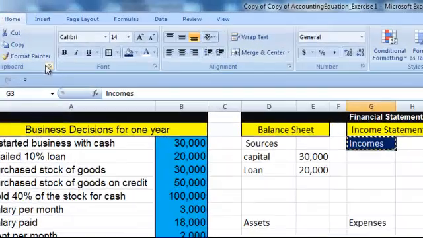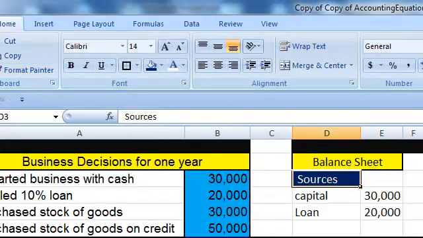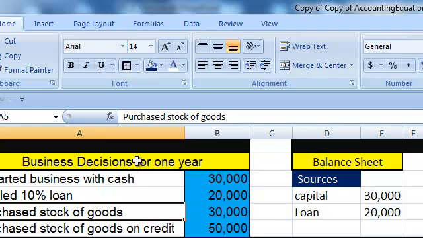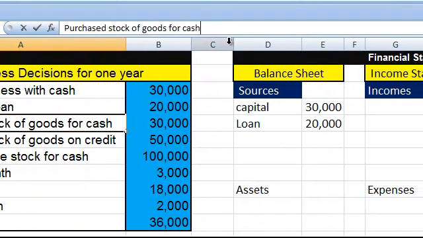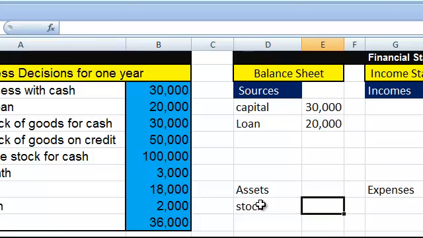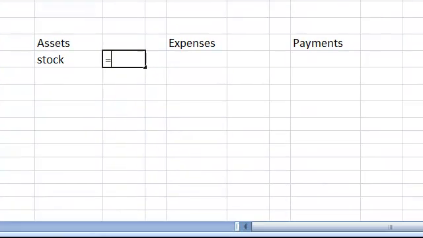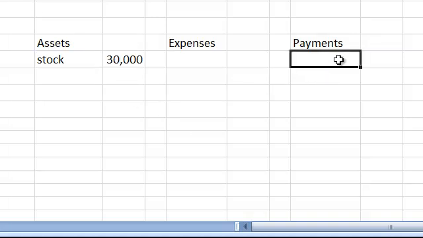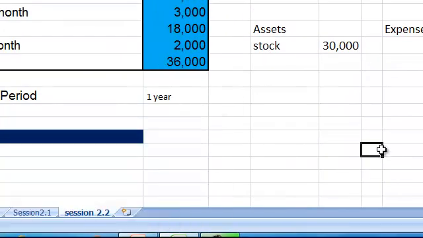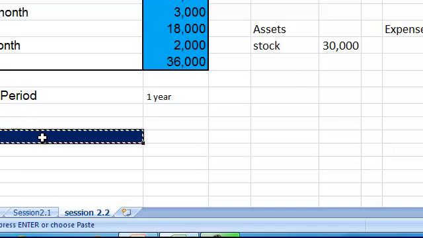The next transaction is purchase of stock of goods, and that too for cash. When you're purchasing the stock, you're acquiring an asset, and that asset's name is stock of goods. And because you purchase stock for cash, you have to make the payment, and the payment is 30,000. So the payment is maybe for acquisition of... let me also write down here.